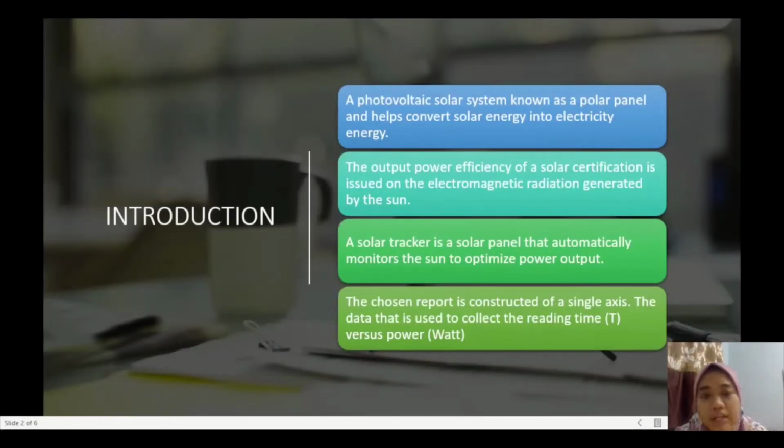There are 4 points I highlight here. First, a photovoltaic solar system, known as a solar panel, helps convert solar energy into electrical energy. Number 2, the output power efficiency of a solar panel is affected by the electromagnetic radiation generated by the sun. Number 3, a solar tracker is a solar panel that automatically follows the sun to optimize power output. And the last one, the chosen report is constructed of a single axis, and the data used is to collect the reading of time versus power.